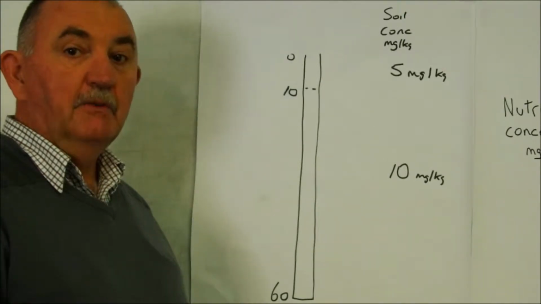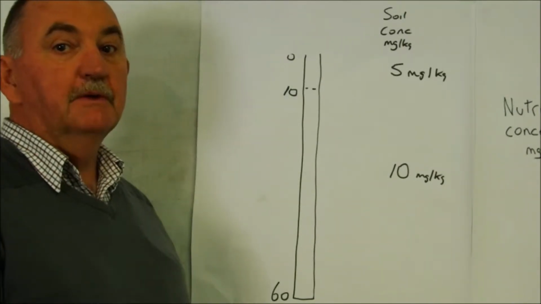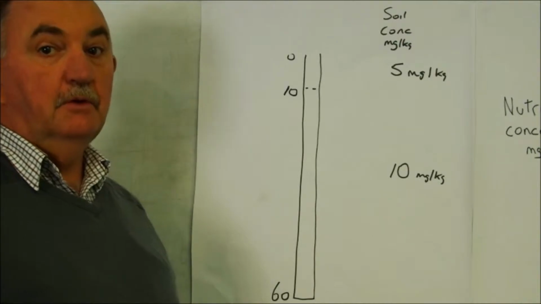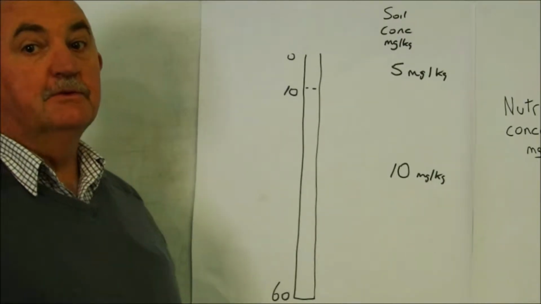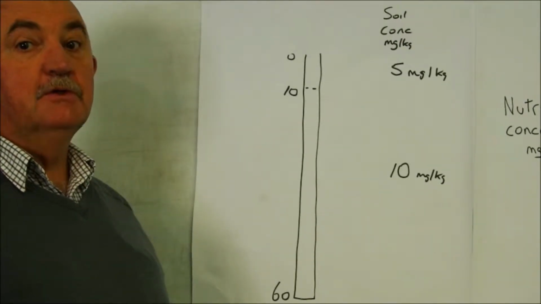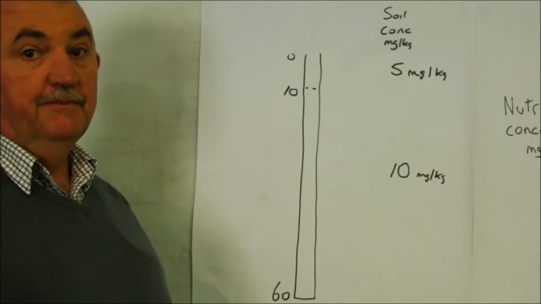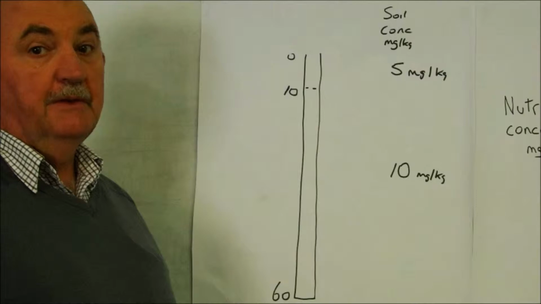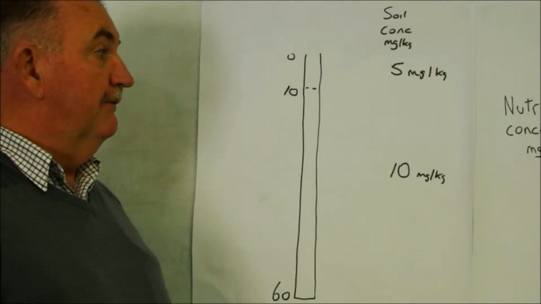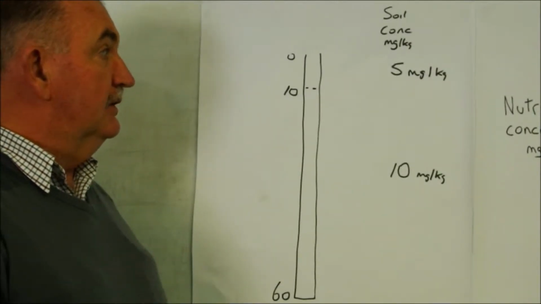For some of the mobile anion nutrients, and here I'm thinking about sulfate, sulfur and chloride, you'll see reference to the average profile concentration or the depth weighted mean. So I just want to concentrate on sulfate, sulfur now, because that's the nutrient of that pair of analytes.